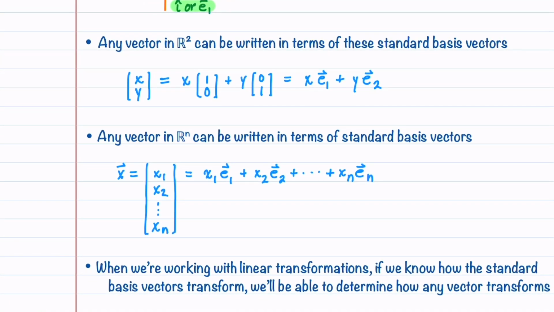Any vector in R2 can be written in terms of these standard basis vectors. So we can write a vector (x, y) as x times E1 plus y times E2. This happens for all the other dimensions as well. So any vector in Rn can be written like this. There's our x vector. It has components x1 to xn, and we can write it in terms of n standard basis vectors, E1 all the way up to En.